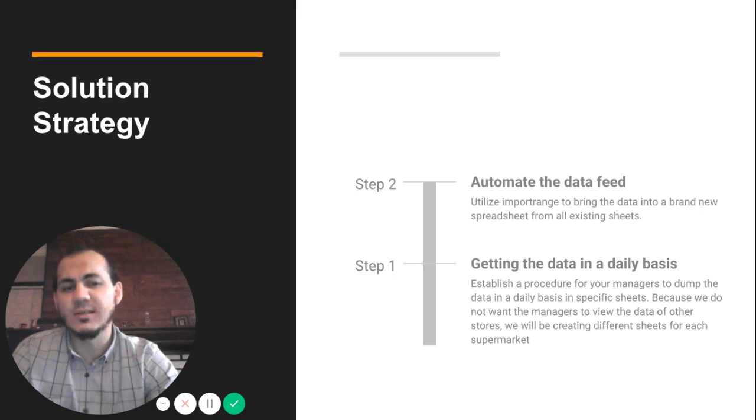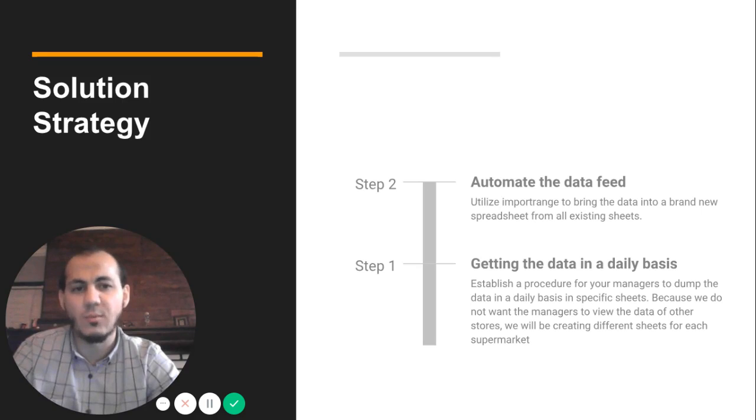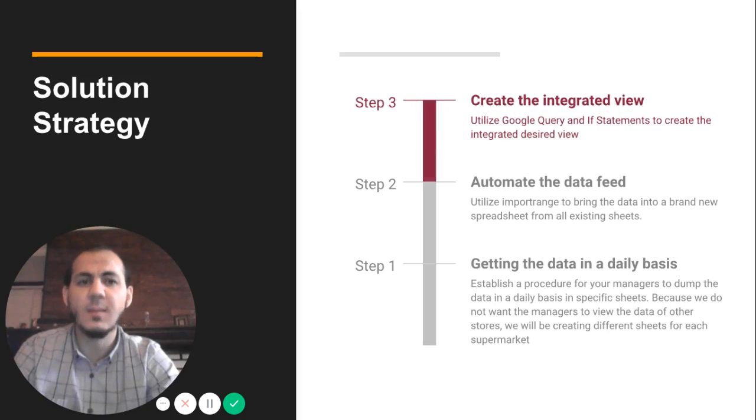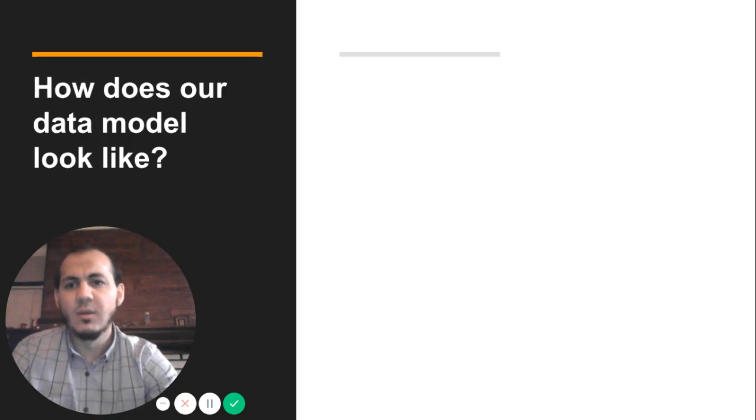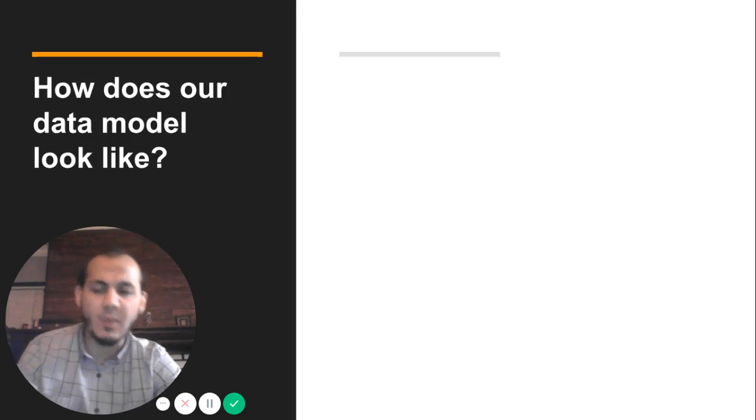We will utilize importrange to bring the data into a brand new spreadsheet from all existing sheets. Number 3 is we will create the integrated view, for which we will utilize Google Query and if statements to create the integrated desired view. So now, what does our data model look like?